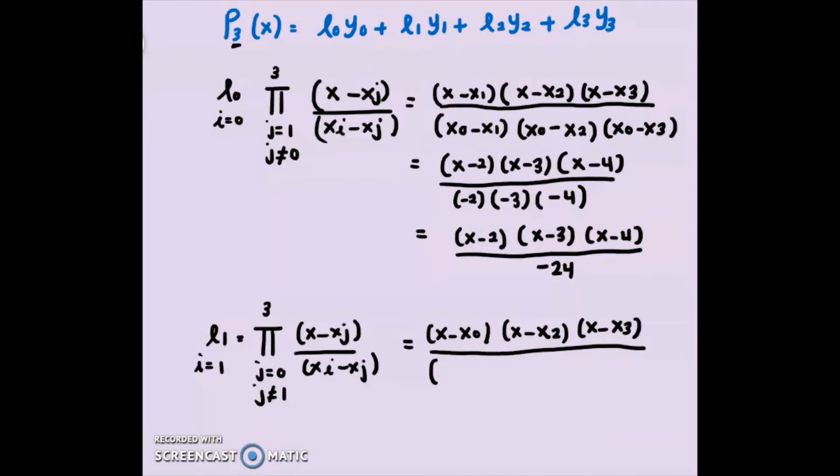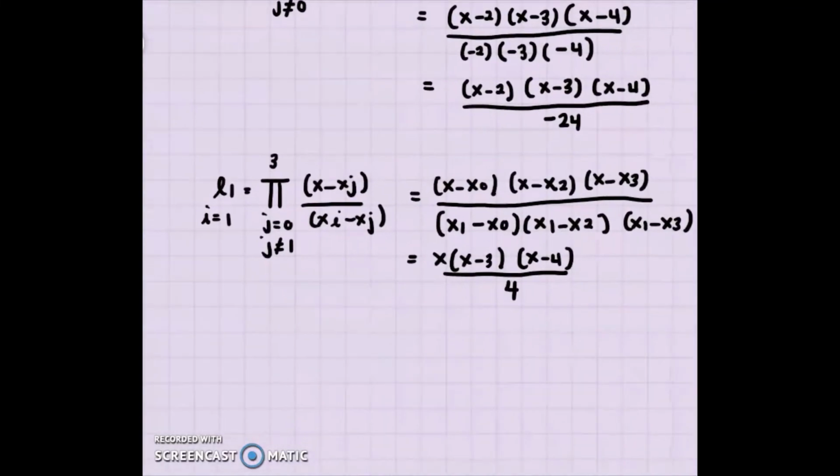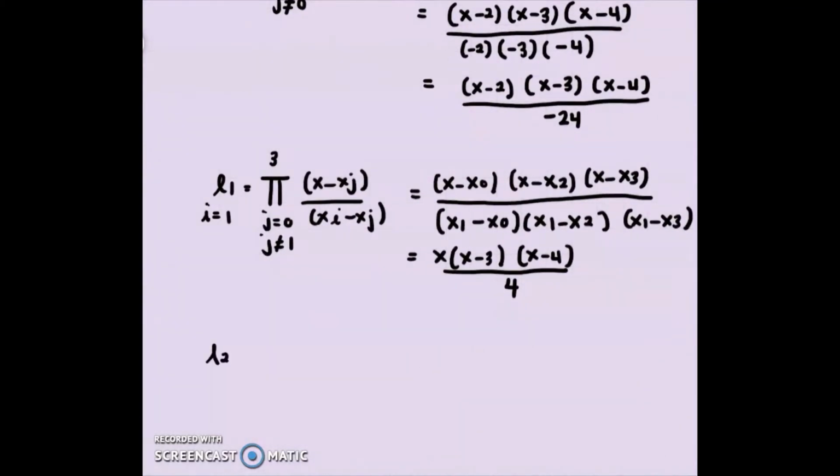Over, x naught is 1, so xi, i starts from 1, x1 minus x naught, x1 minus x2, x1 minus x3. Okay, putting all these values, very easy, just put all the x naught, x1, x2 values, will give me x minus 3, x minus 4 over 4.